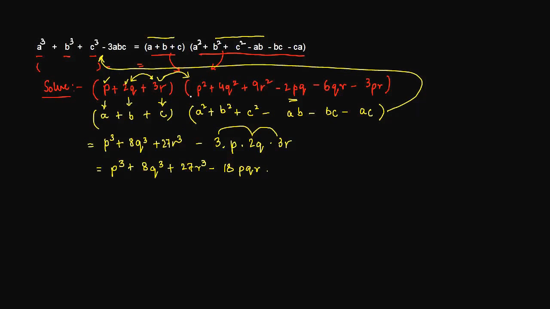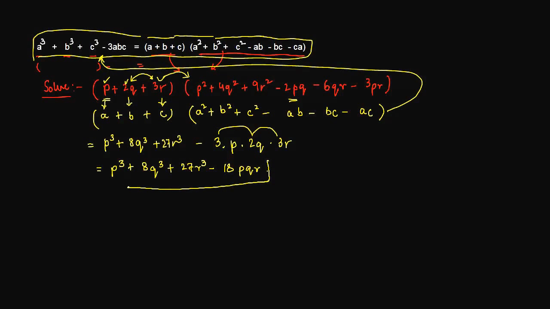So instead of solving this lengthy equation, wherein you would be required to multiply first P with all of them, then 2Q with all of them, and then 3R with all of them, you simply apply this identity. A little difficult to comprehend and understand, but if you can recall it, then this solution becomes very easy, and this is the answer.